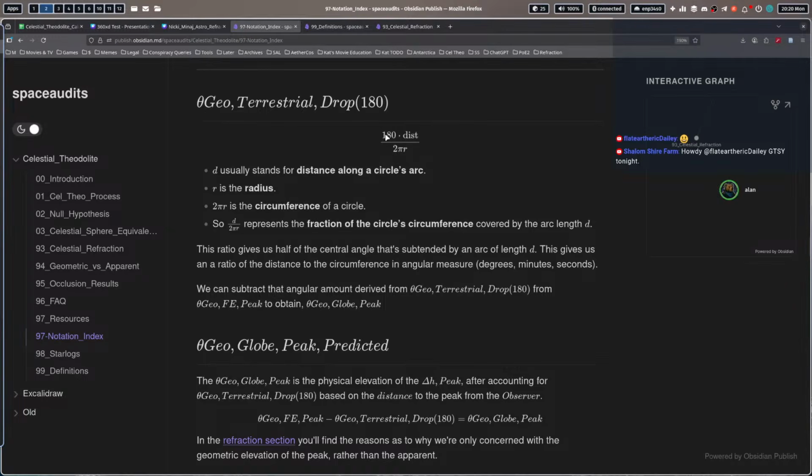So if you were to do 360 times the distance to use a central angle to derive an arc length, this would be the amount of drop over distance. This would be how you determine the drop over distance of said arc length. And similarly, if you were to derive the distance using a chord, this would be the drop over distance for that chord.